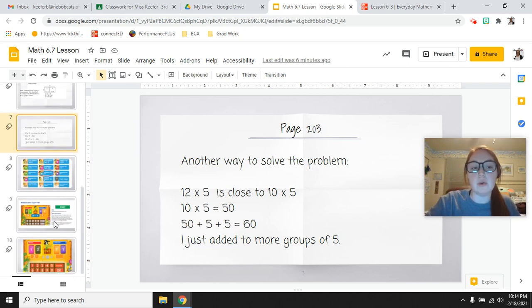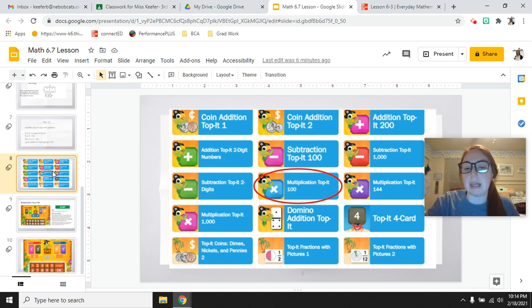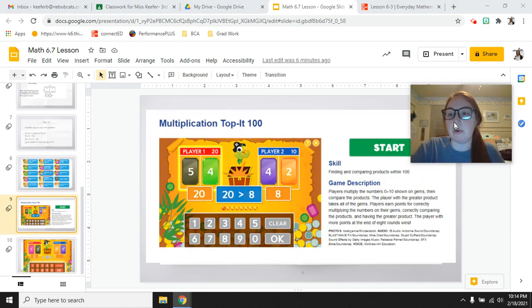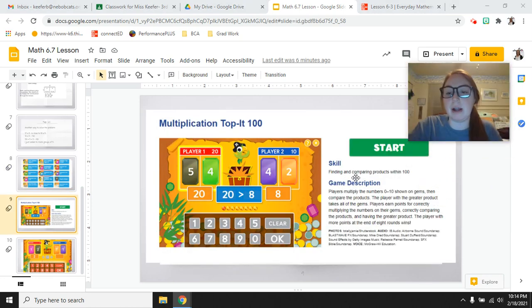But one of the things that you will be doing is you will be playing multiplication top it. So on the EDM website, there is the button, it says top it. When you click on top it, all of these options come up. You want this one here. It says multiplication top it 100. When you click on that, this is the screen that will pop up. It says you're finding and comparing products within 100.